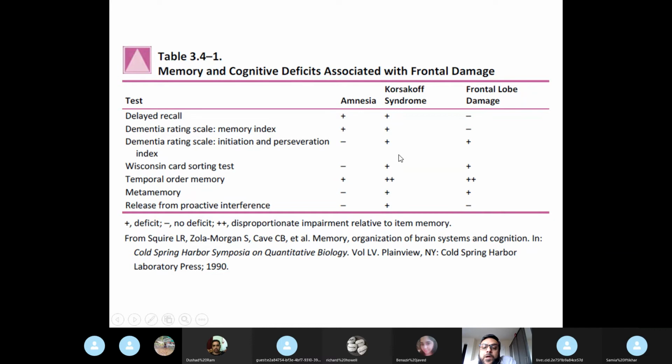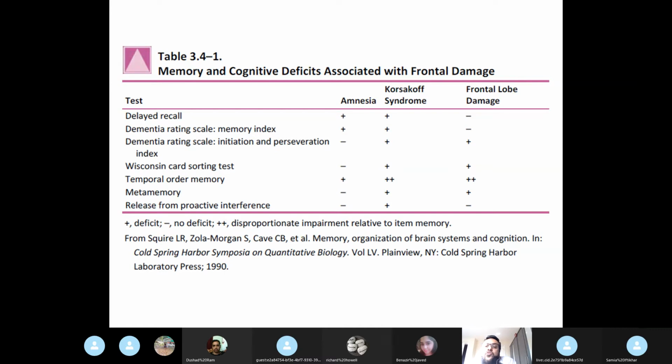Meta memory is the insight into memory difficulties. Now, temporal order memory, yes, it can be affected in amnesic syndrome, and it's more pronounced in Korsakoff syndrome. So there could be more retrograde deficits, maybe more pronounced, and temporal order memory would be affected, so they're not aware of which thing was first, which came after, what happened first and what happened next. They may not know the order.